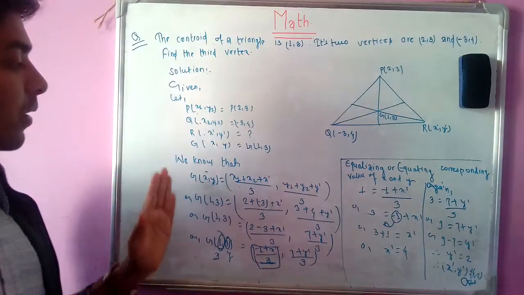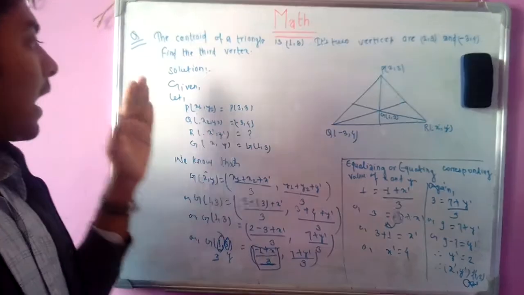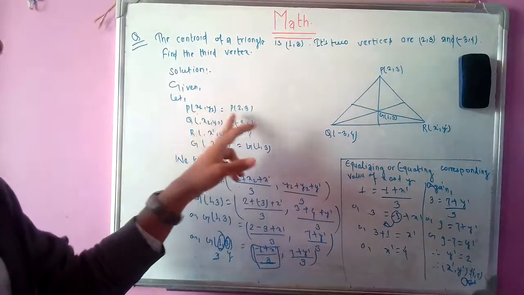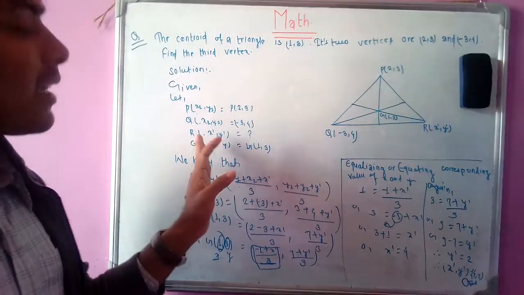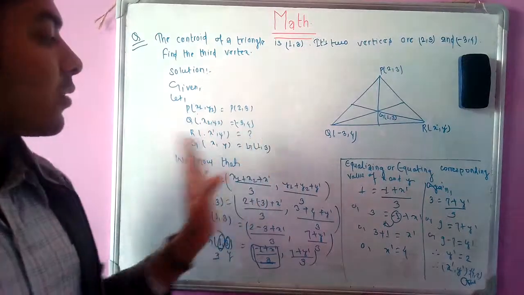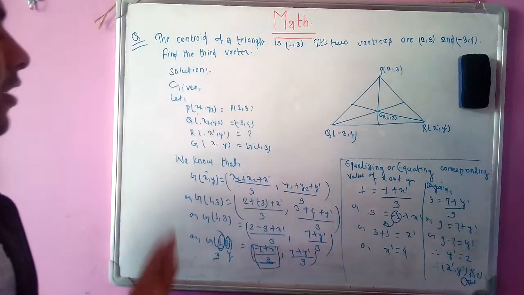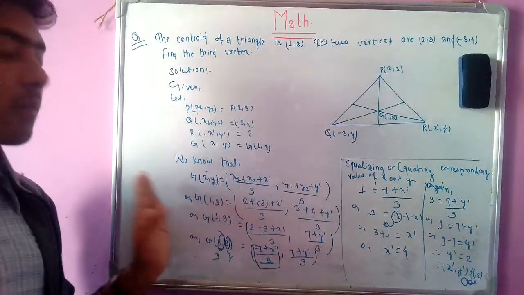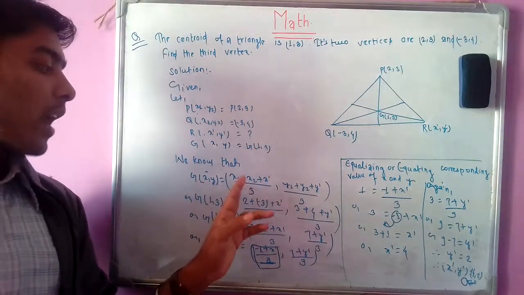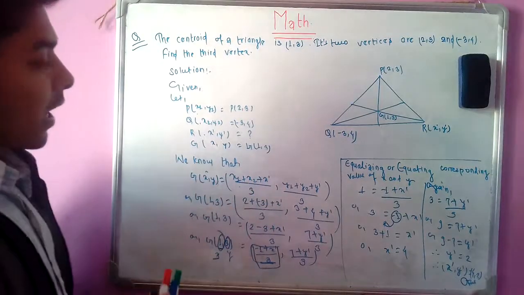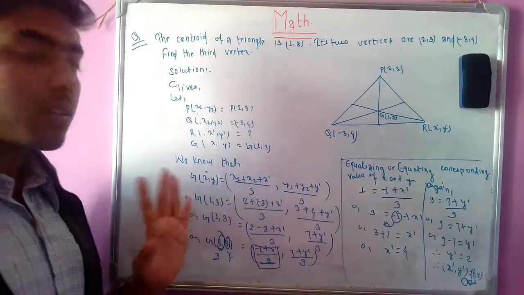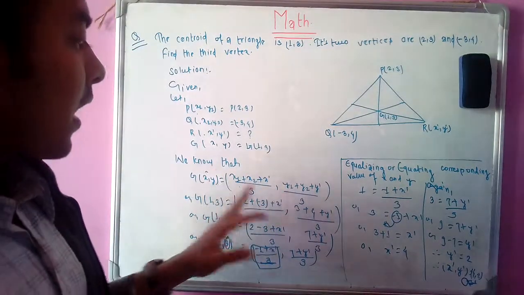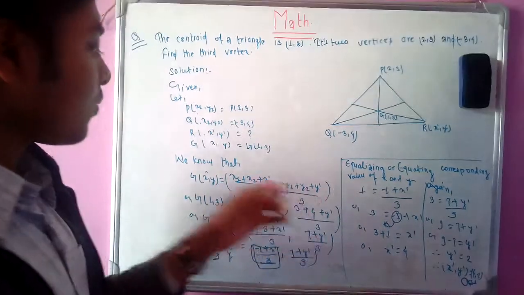As we know, the formula of centroid is this one, and we have just written the given things. Let P(x1, y1) be this, Q(x2, y2) this, and let the third vertex be (x bar, y bar), which we have to find. G(x, y) is the centroid (1, 3). And the formula of centroid is G(x, y) equals (x1 + x2 + x bar) by 3, and (y1 + y2 + y bar) by 3.